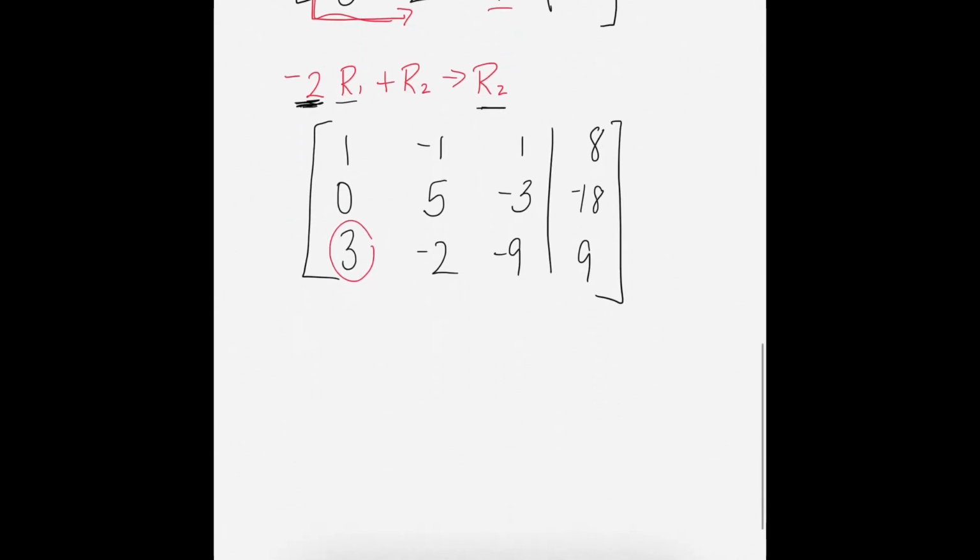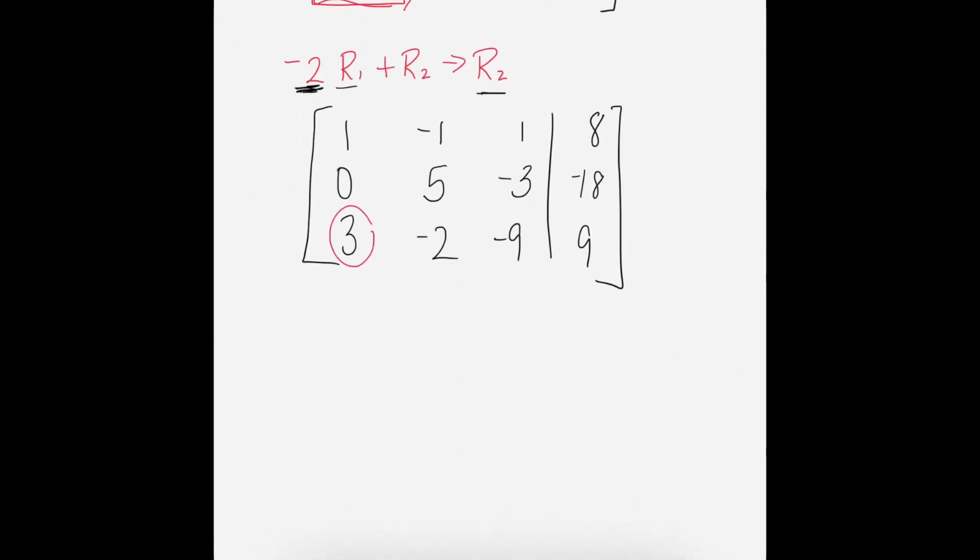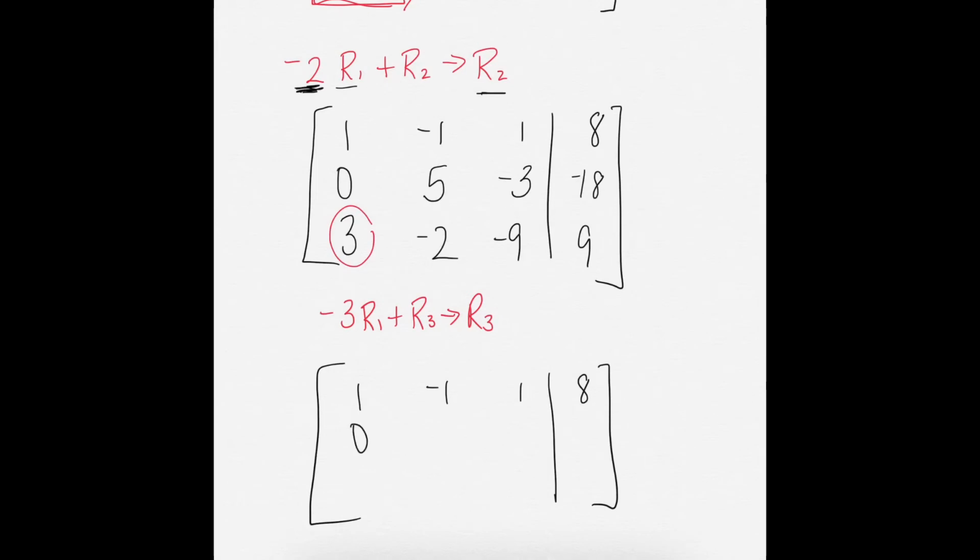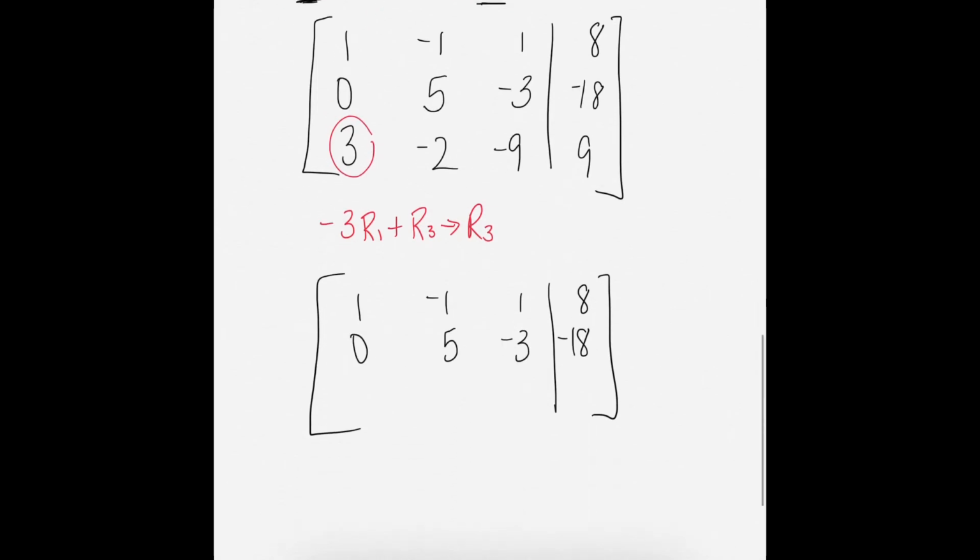My next one, I said to go in this order. So we're going to work on this 3 here. We want it to be a 0. So let's multiply -3 times row 1, add it to row 3, and replace row 3. I'm not changing row 1. I'm not changing row 2. I am changing row 3.